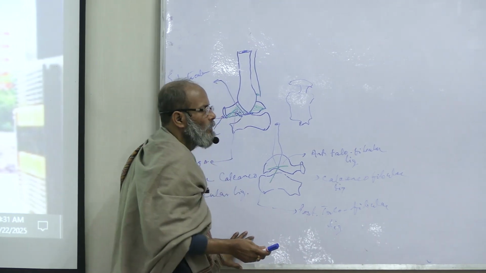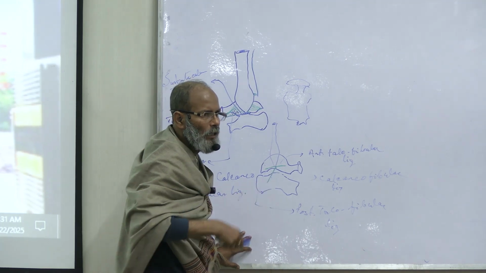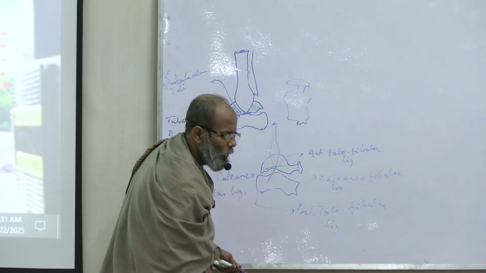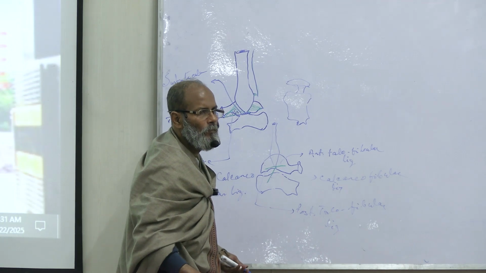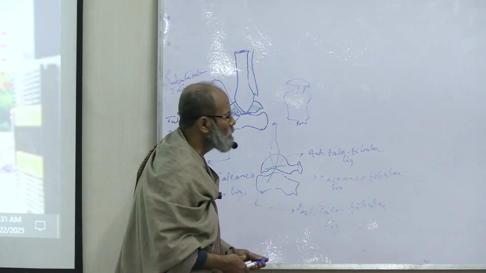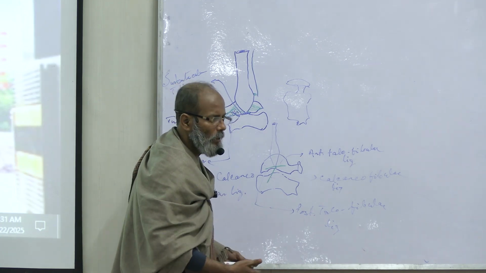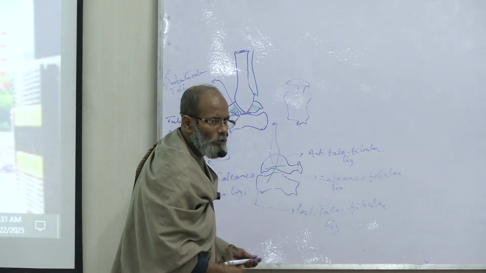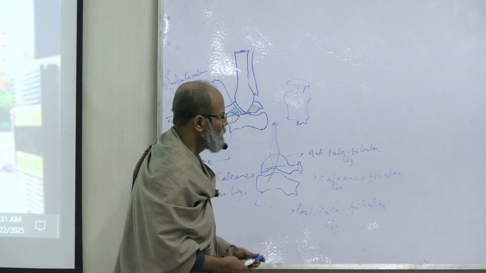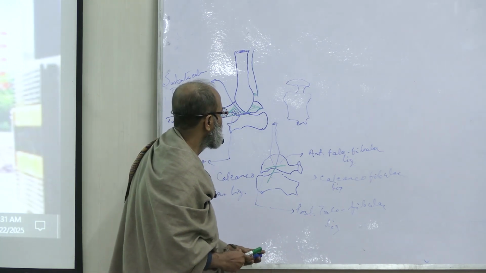Now, let us see the boundary of the ankle joint if we do a transverse section. If we do a transverse section in between the lower end of the tibia and fibula and the dorsal surface of the talus, how will it look?